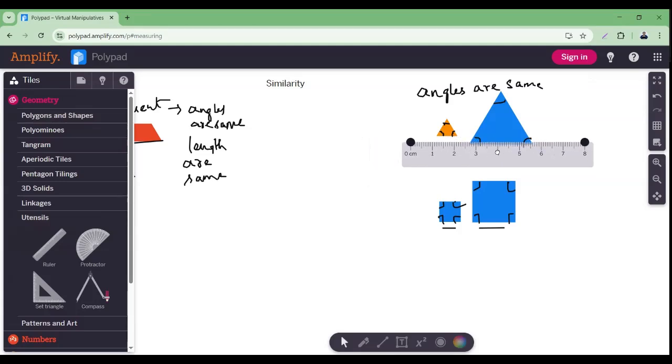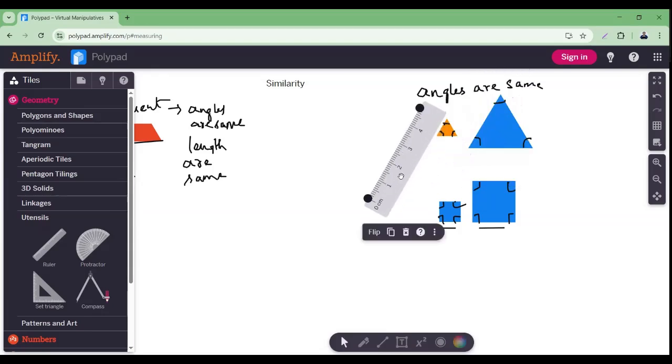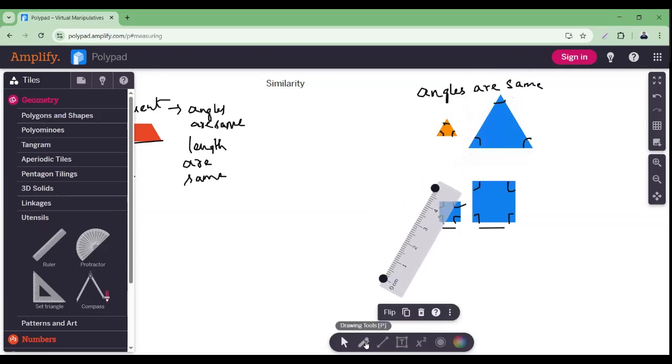The length here is, say, 1 centimeter. The length here is 3 centimeters. Now I'm going to measure the next one. The length here is 1 centimeter. The length here is 3 centimeters. Approximately, right? So what is happening here is, if this is 1 centimeter, this is 3 centimeters.